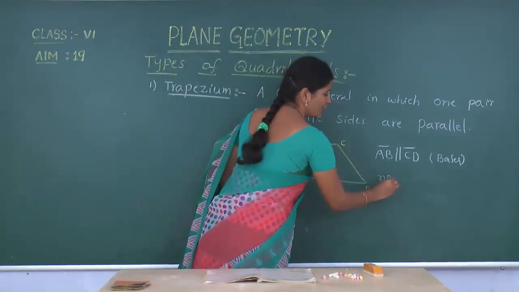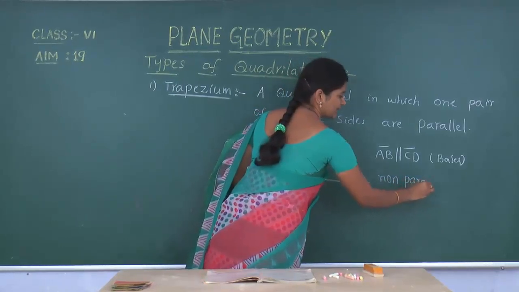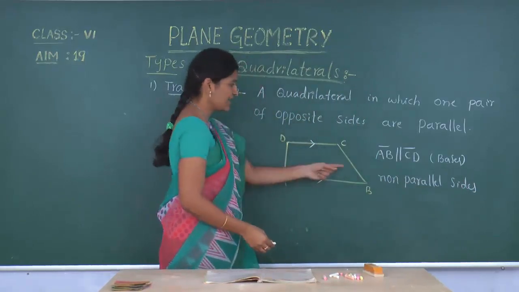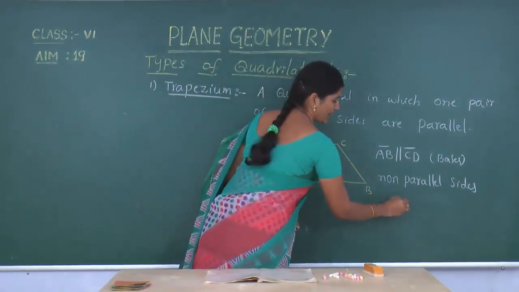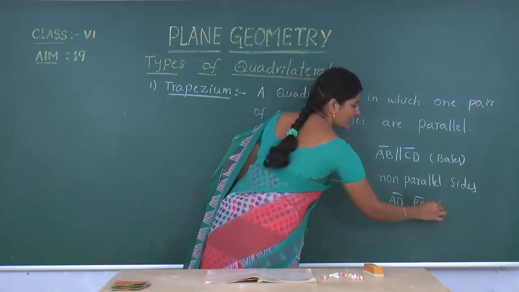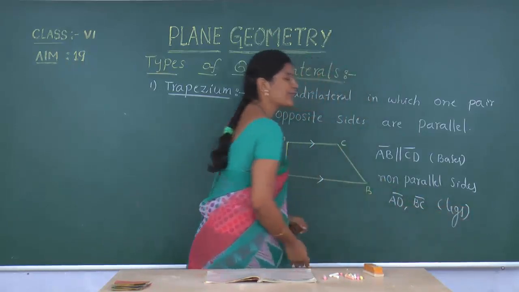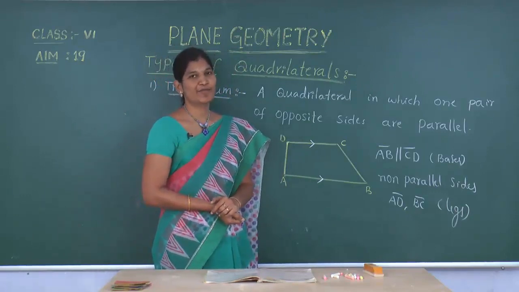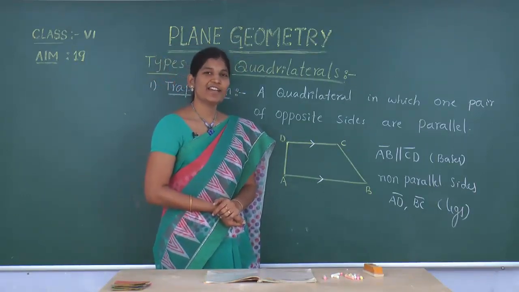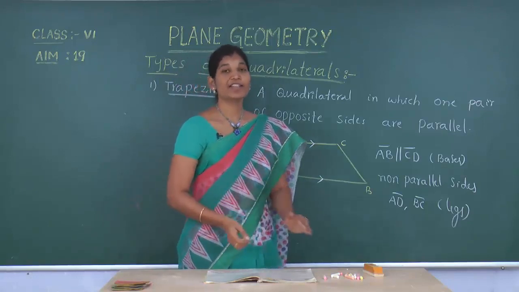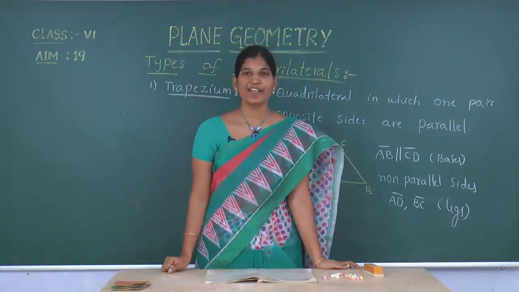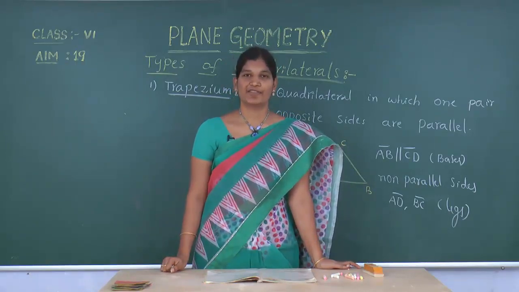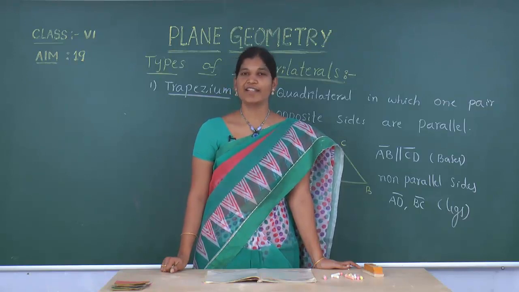Now the non-parallel sides, here AD and BC, are also called legs of the trapezium. Now let me go with one more type, which is isosceles trapezium. An isosceles trapezium is also a trapezium in which the non-parallel sides are equal. That type of trapezium is called an isosceles trapezium.